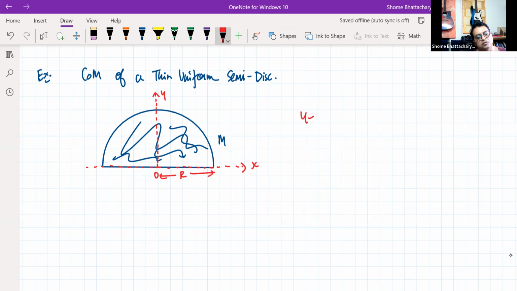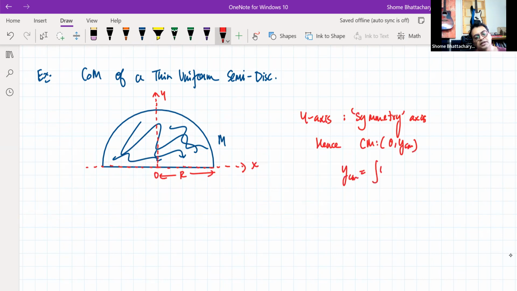So once again, the symmetry axis. Hence the center of mass will lie at some position like this, where we have to calculate this by integration of y dm divided by total mass.